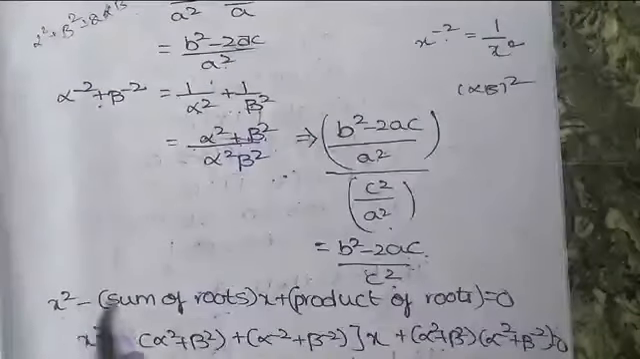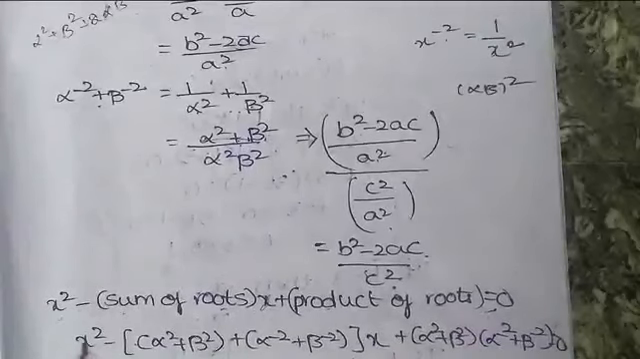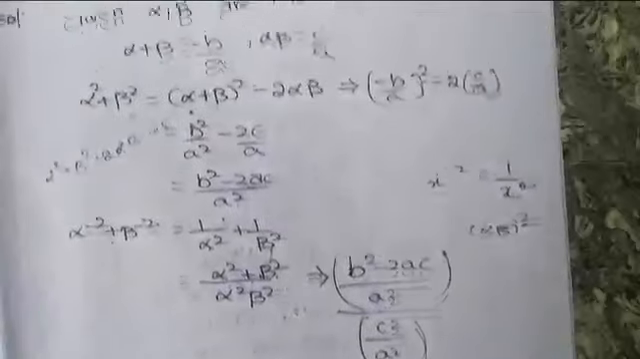Now, the quadratic equation formula we already know: x square minus sum of roots into x plus product of roots is equal to 0. So the sum of roots, they have given the two roots, right? What are the two roots?